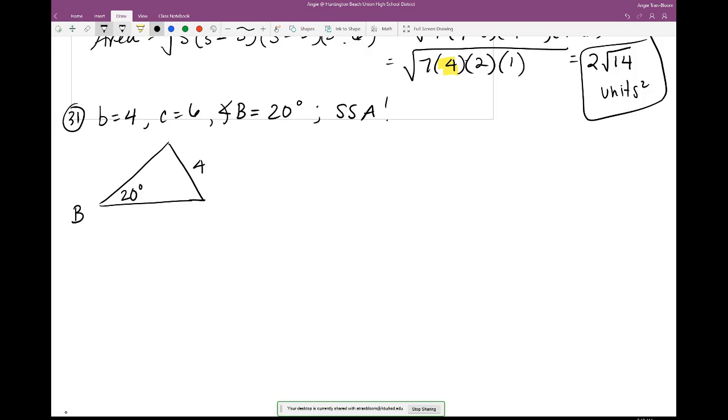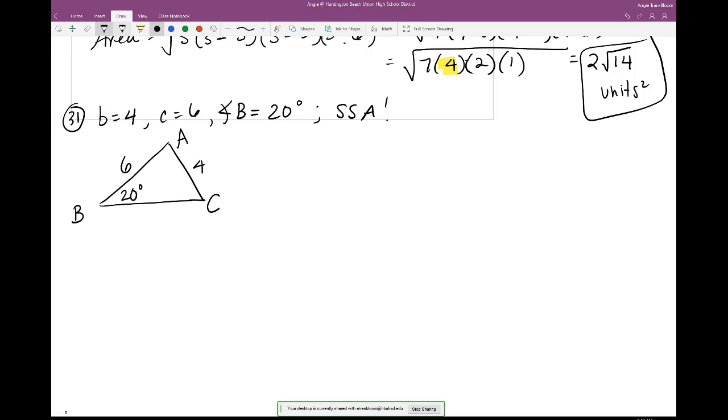Then I said, well, if you're given a second leg, you have to put it as an adjacent leg, okay? If that adjacent leg is 6, that means this angle is C, right? And then that means A has to be at the very top, okay? So now you're given two sides and an angle, and you have to determine how many triangles.